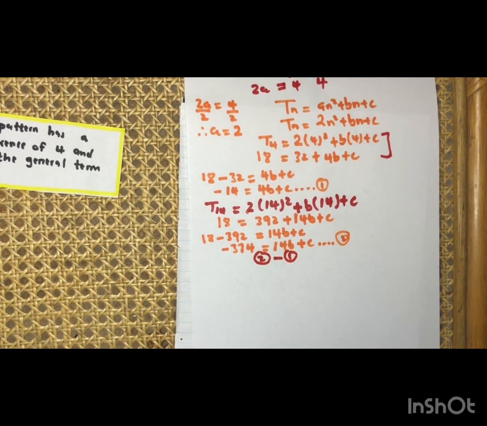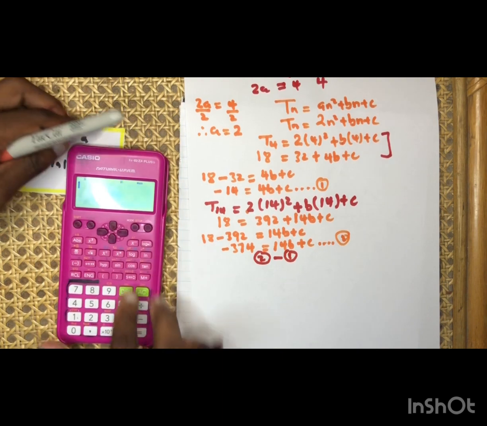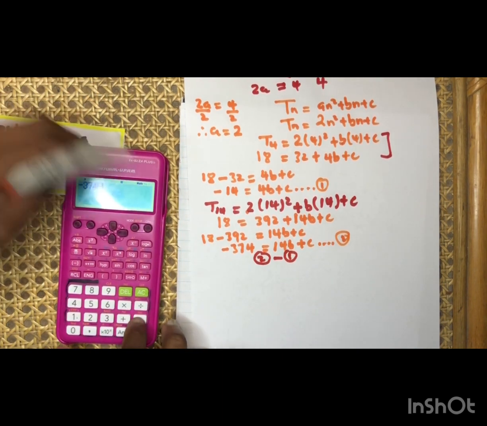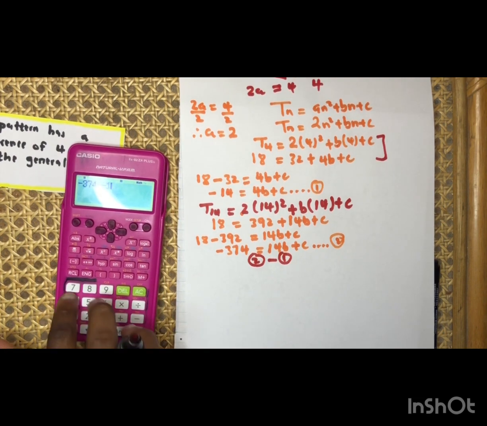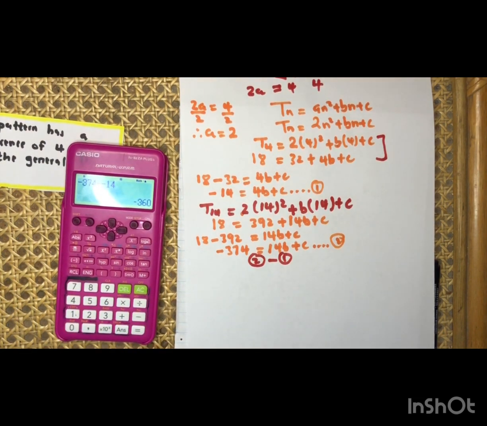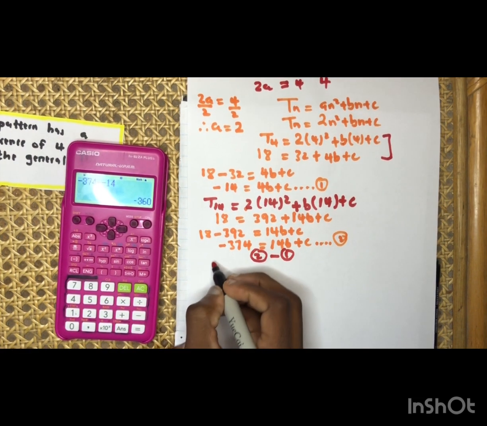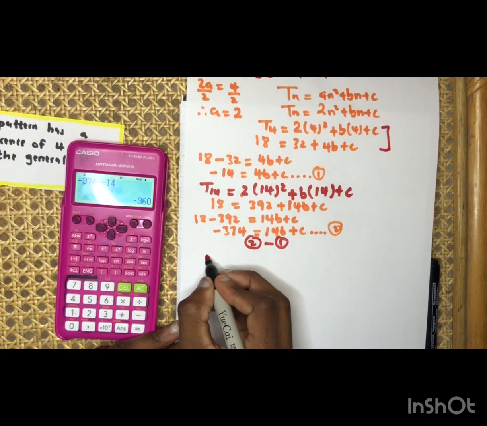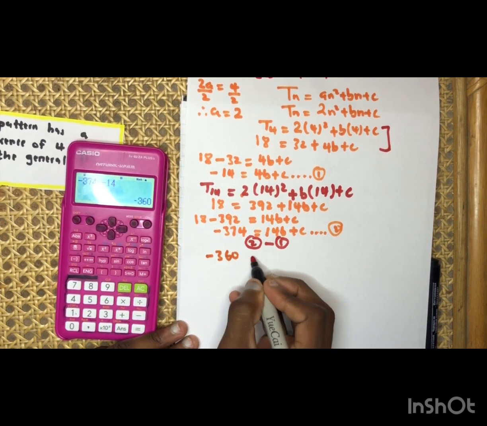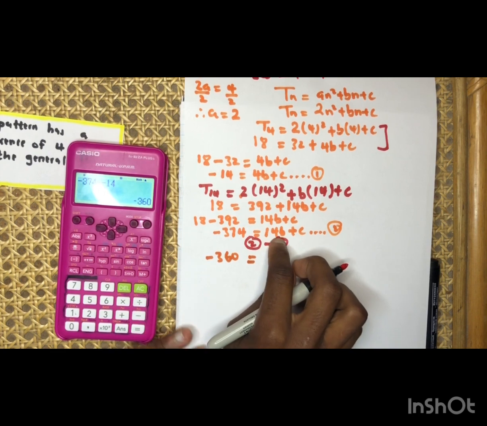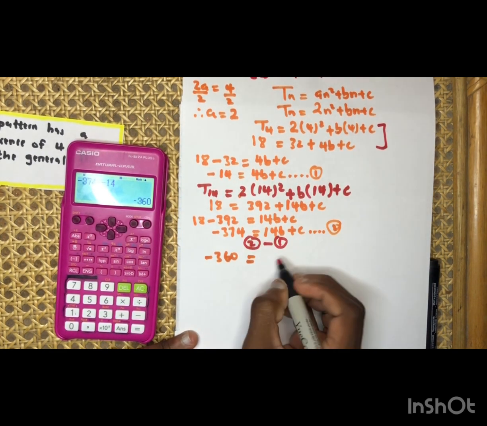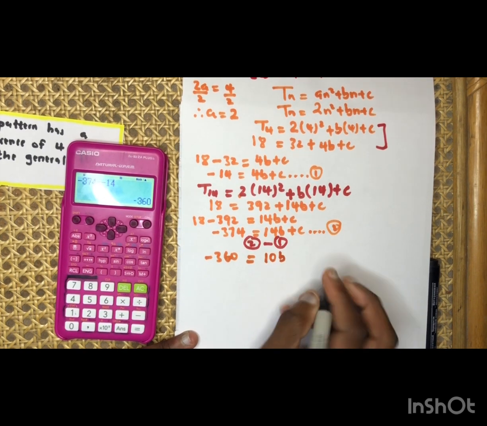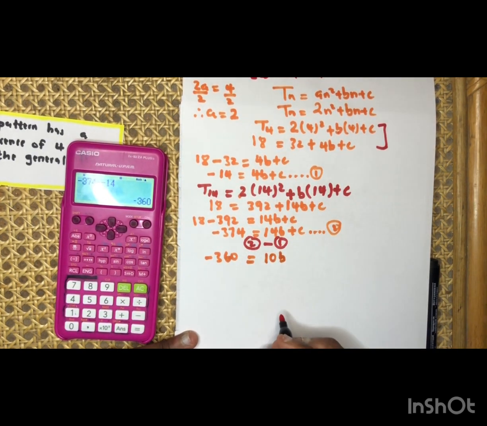Understand? So we are going to say negative 374 minus, from this formula, minus 14. We get what? Negative 360. Then we say 14b minus 4b. What do we get? We get 10b. Then c minus c, we get 0.